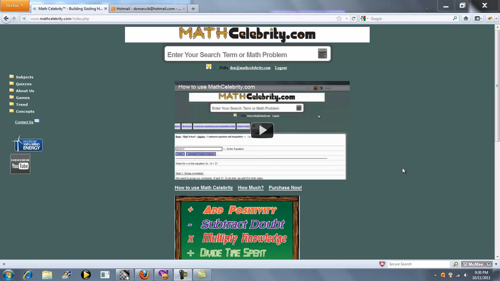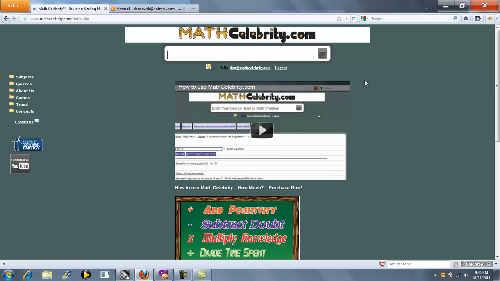If you have a proportion with either an unknown variable multiplied by a constant, or an unknown variable multiplied by a constant plus another constant, our calculator is able to solve this for you. What you do is you enter your proportion right into the search engine.